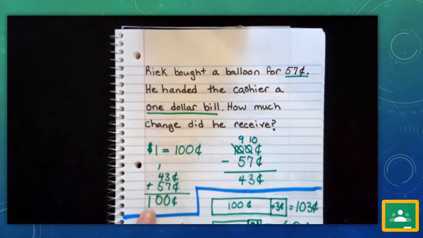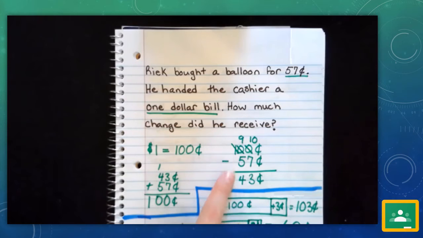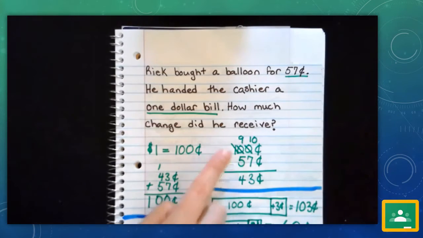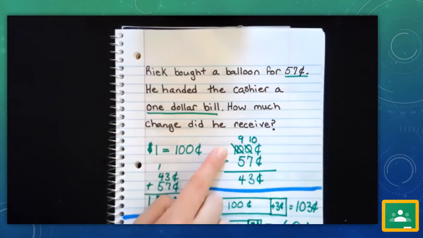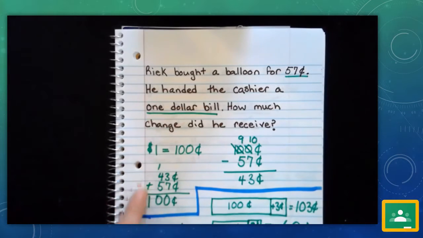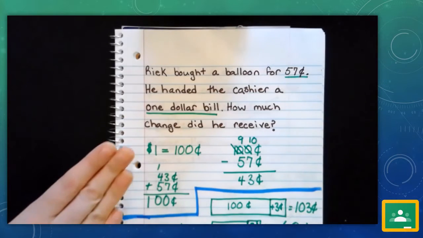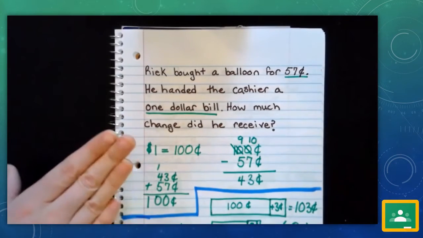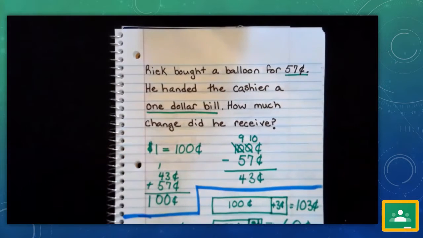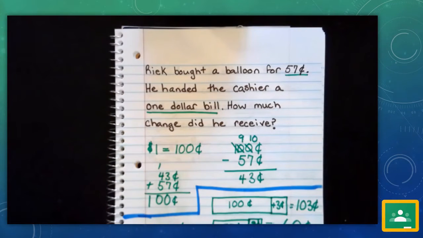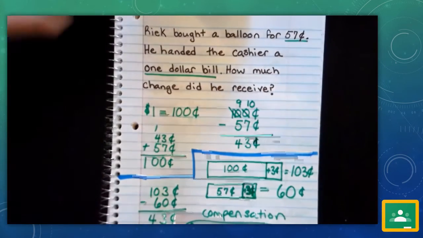So I checked my work by adding my two parts together, the change and how much the item cost, to see if that equals 100 cents or $1, what Ricky had given the cashier. And it did. When I added 43 plus 57 cents, I got 100 cents, okay? So this is pretty much how we've been solving problems last week, but here is something else that you could do to solve subtraction problems, and it's called compensation.